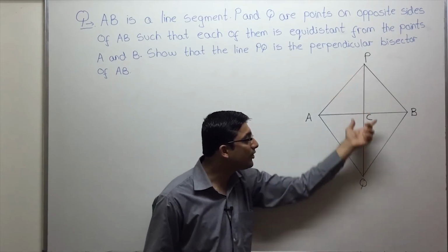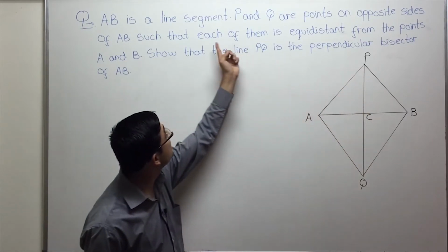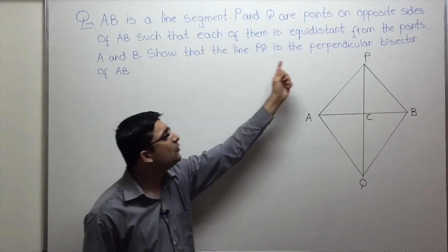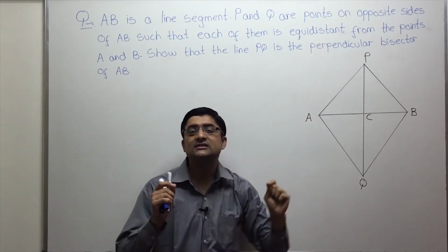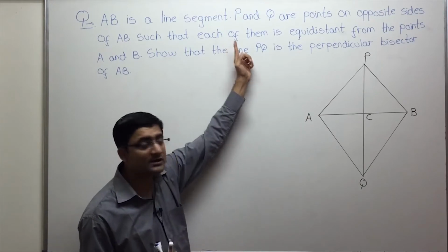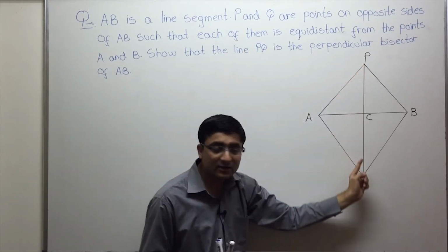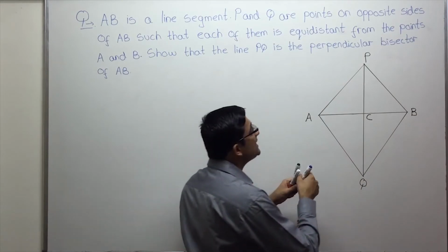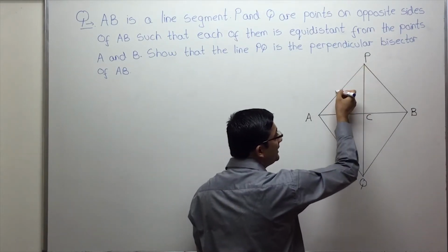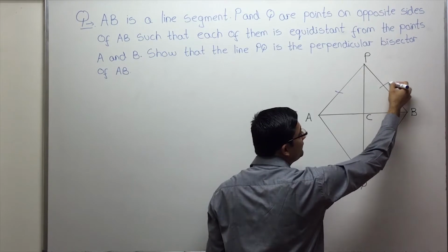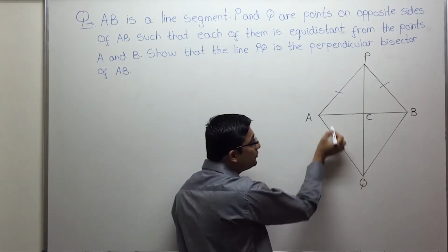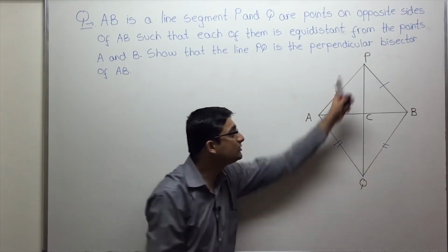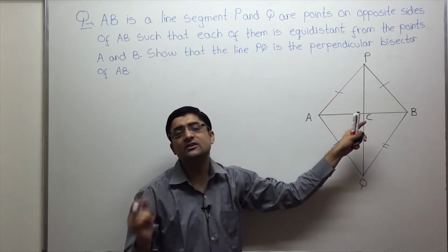So P and Q are points on opposite sides of AB such that each of them is equidistant from the points A and B. What does the word equidistant mean? Distance is same. So each of the points, that means both P and Q, each of them are equidistant from A and B. So what this means is that the distance of P from A is the same as the distance of P from B. Similarly, the distance of Q from A is the same as distance of Q from B.